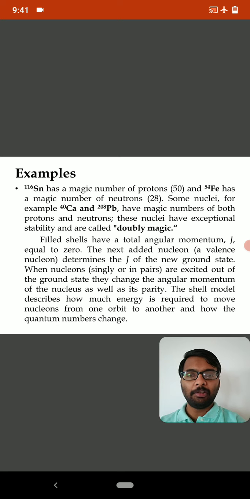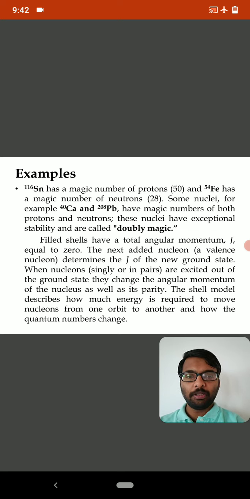The next added nucleon, or the last unpaired nucleon, determines the J of the new ground state. It means that if we have to determine the spin of a nucleus, if the shells are completely filled, then they have 0 spin. Then if we add one more nucleon, which may be a proton or a neutron, that last unpaired nucleon contributes to the total spin or total angular momentum of the ground state of that new nucleus. So only the last nucleon is responsible for the spin or angular momentum of that nucleus.